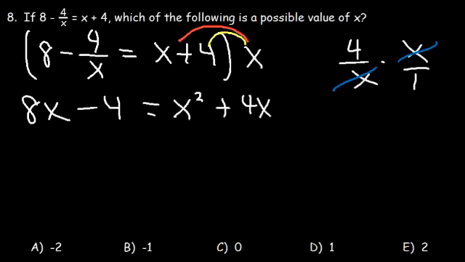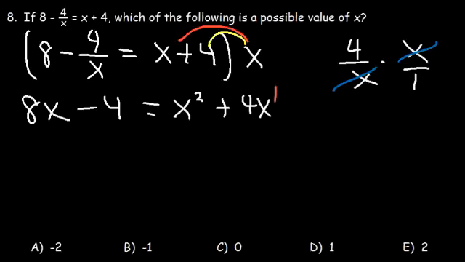So whatever you do to the left side, you have to do the same thing to the right side. We can't just multiply one side by x and not do the same for the other side. So this is what we now have. Notice that we have a quadratic expression. We have an x squared and an x.